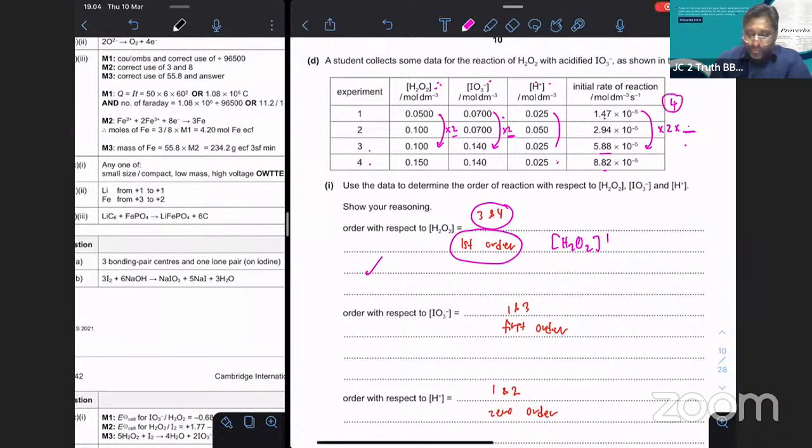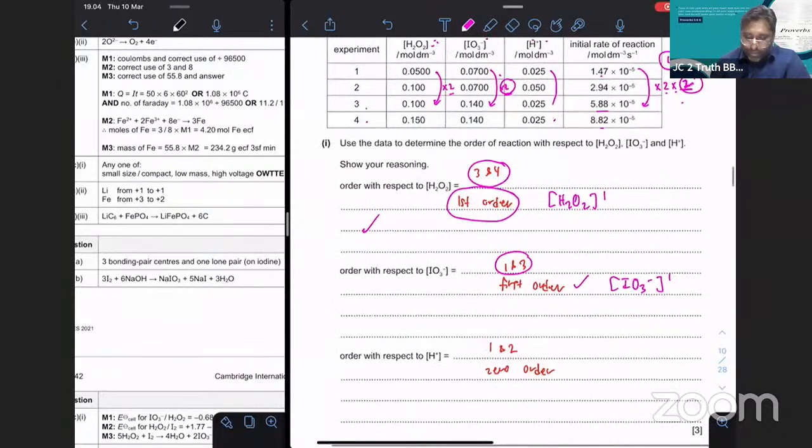So how do you get 4? 2 times what? 2 times 2. If it is 2 times 2, then of course this is first order: 2 and then 2, 100% depending on this. So I know that this is also first order: times by 2, times by 2, times by 3, times by 3. That is a confirmation of it being first order. So I know this IO3 minus is also first order.